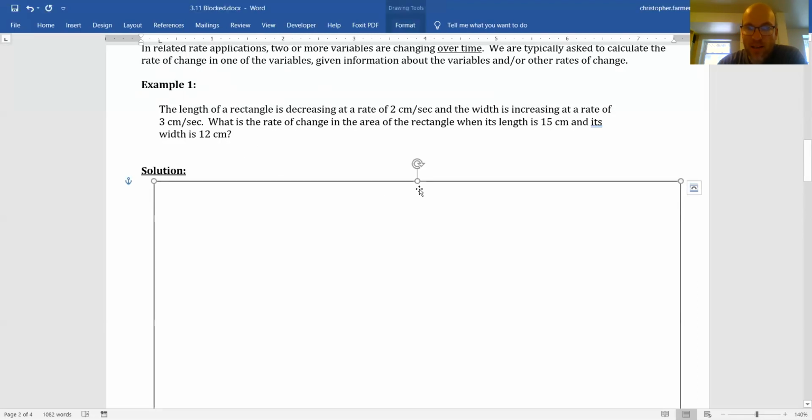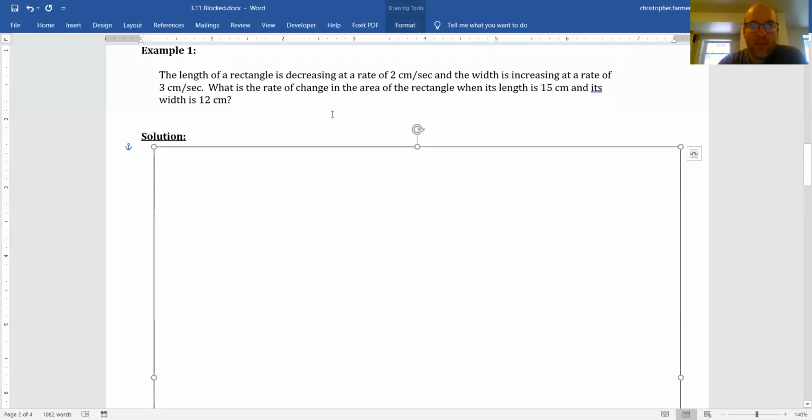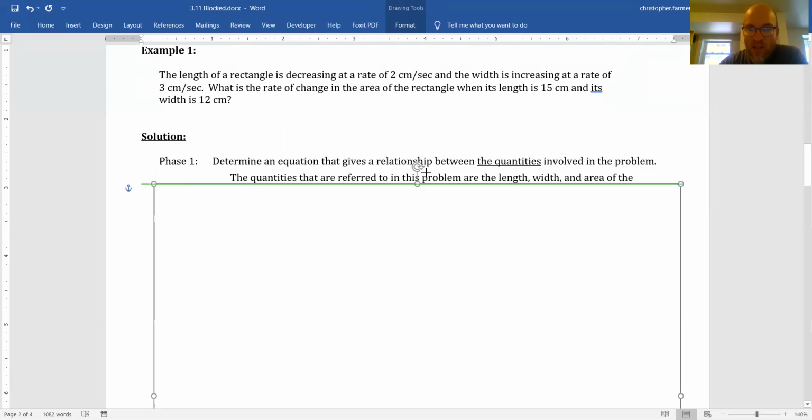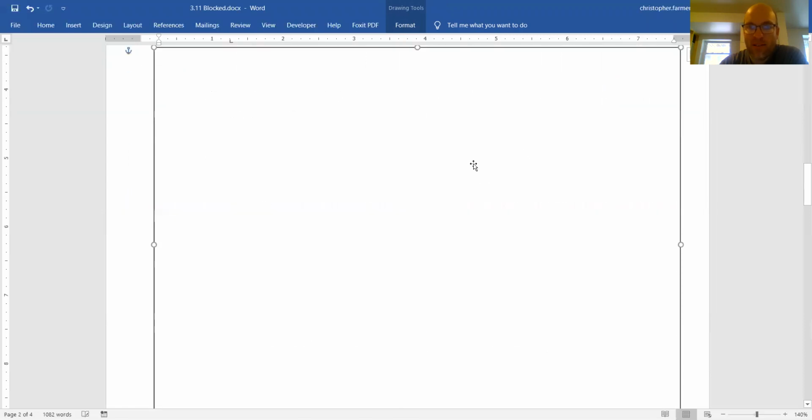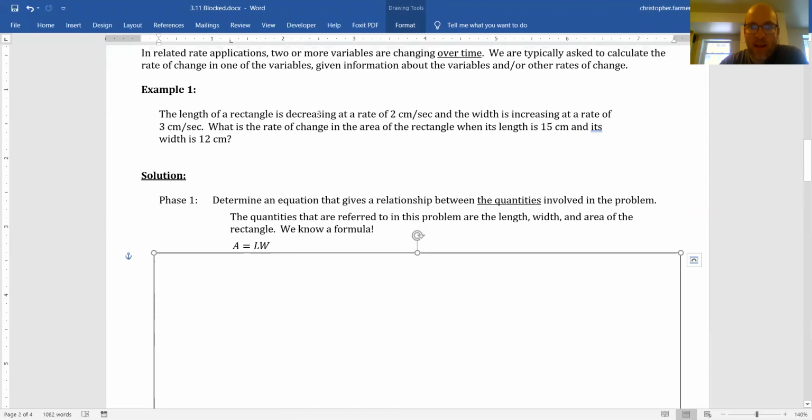Okay, so the breakdown is nothing more than start by trying to figure out, hey, what is the formula that I'm relatively comfortable with from prerequisite knowledge? What formula or what equation can I use that gives me information about the length, the width, and the area of a rectangle? And of course, there's not much thinking in that one, but that's phase 1. Determine an equation that gives you the relationship between the quantities. Don't worry about a relationship between the rates. That's what we're going to create using implicit differentiation.